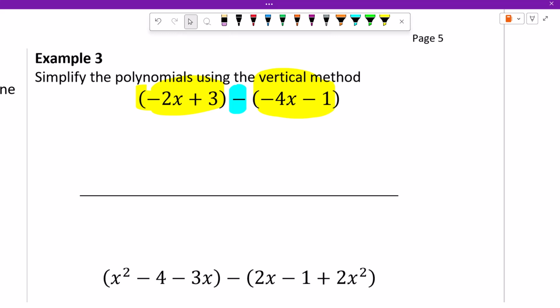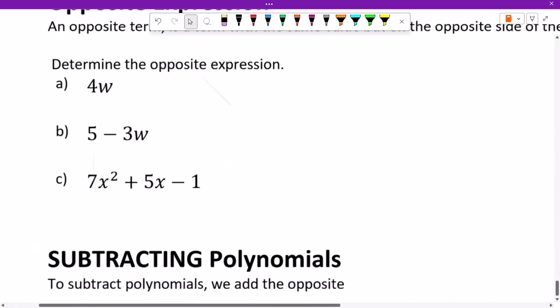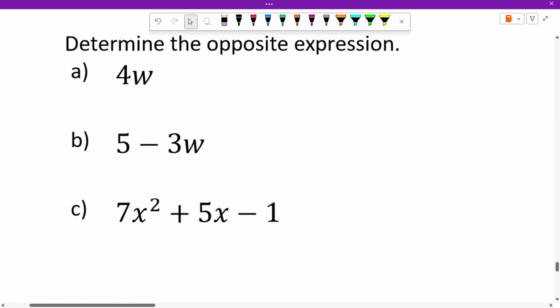Okay? So, before we do that, based off of that, if I give you the term 4w, what would the opposite of 4w be? Negative 4w. Okay. Terms are easy. Okay, next we're going to an expression. Remember expressions have multiple terms in it. So, for the next one, what would the opposite of that one be?